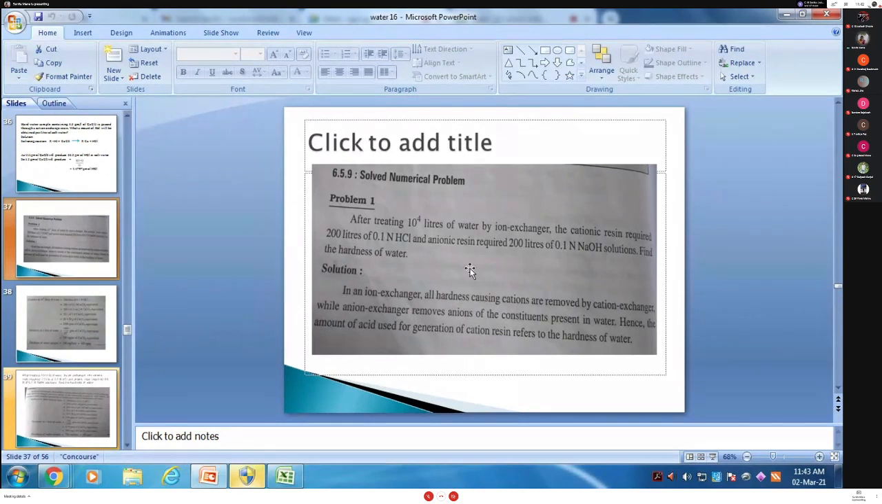This question was asked in the last examination. After treating 10 raised to 4 liters of water by an ion exchanger, the cationic resin required 200 liters of 0.1 normal HCl and the anionic resin required 200 liters of 0.1 normal NaOH solution. Find out the hardness of water.